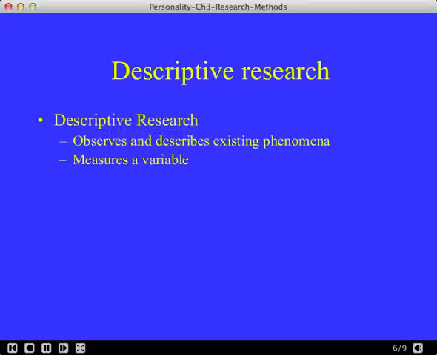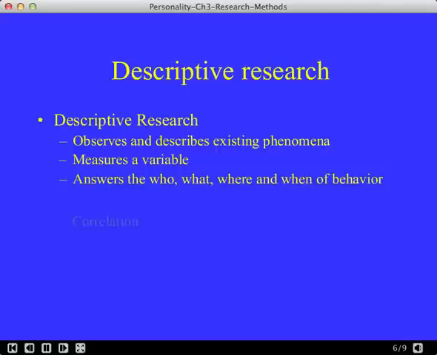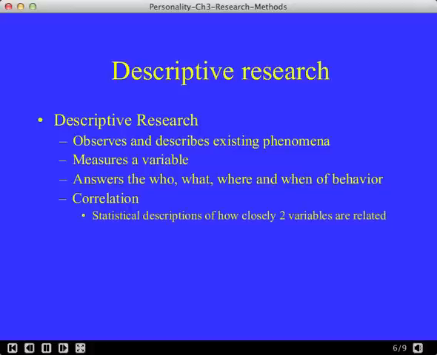There are two kinds of formal research: descriptive, including correlations, and experimental, both of which have advantages and disadvantages, and both of which are useful. Descriptive research observes and describes phenomena that already exist. It measures a variable. Descriptive research answers the who, what, where, and when of behavior. Correlation is an example of descriptive research.